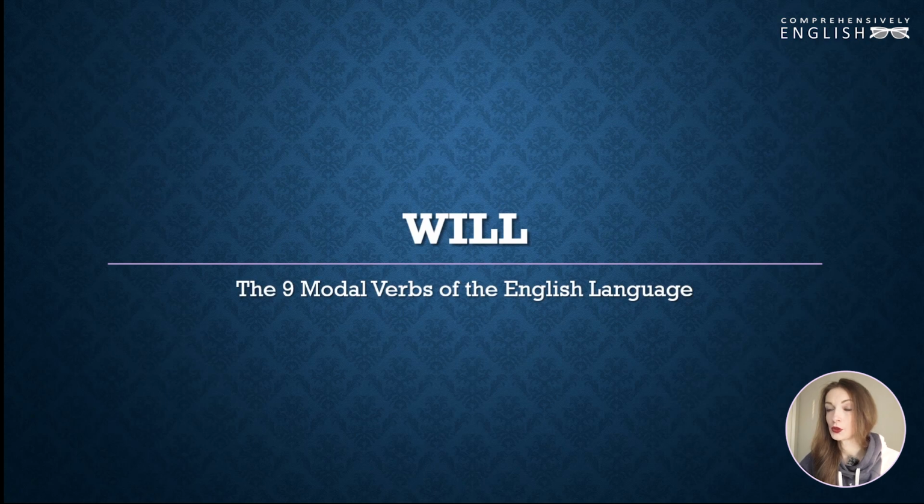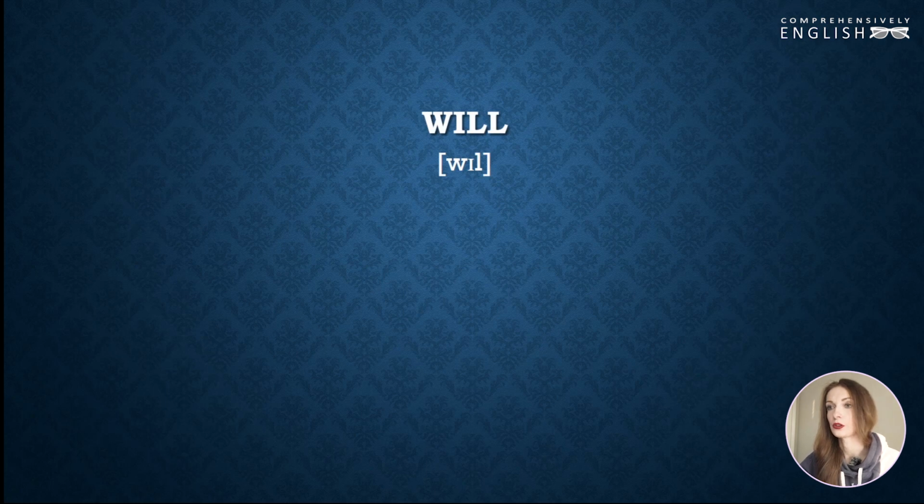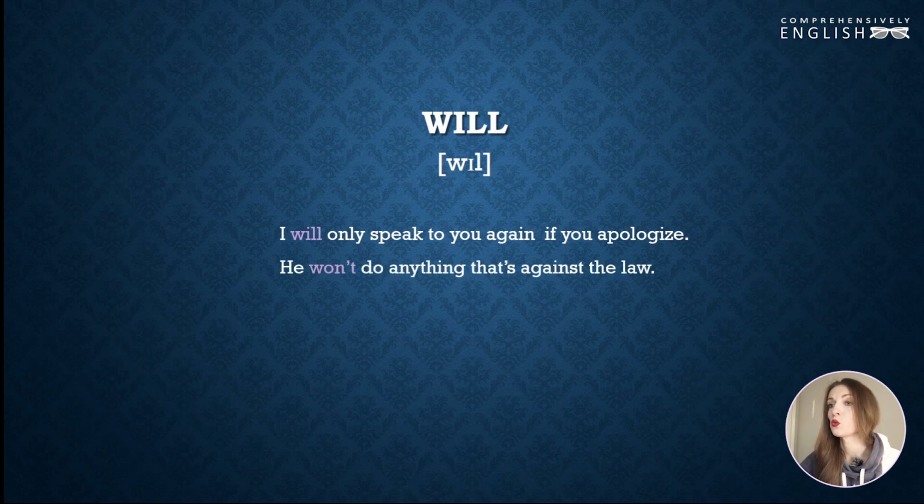So, the nine modal verbs of the English language, and let's begin. Will is read as will, with a short sound I, and mostly is used to speak about the future. Let's see. I will only speak to you again if you apologize. He won't do anything that's against the law. Will you give me a hand? So all of these sentences speak about something which is yet to happen in the future. But we also can see that they express something more. They speak about readiness and willingness of the speaker or of the subject to perform an action.